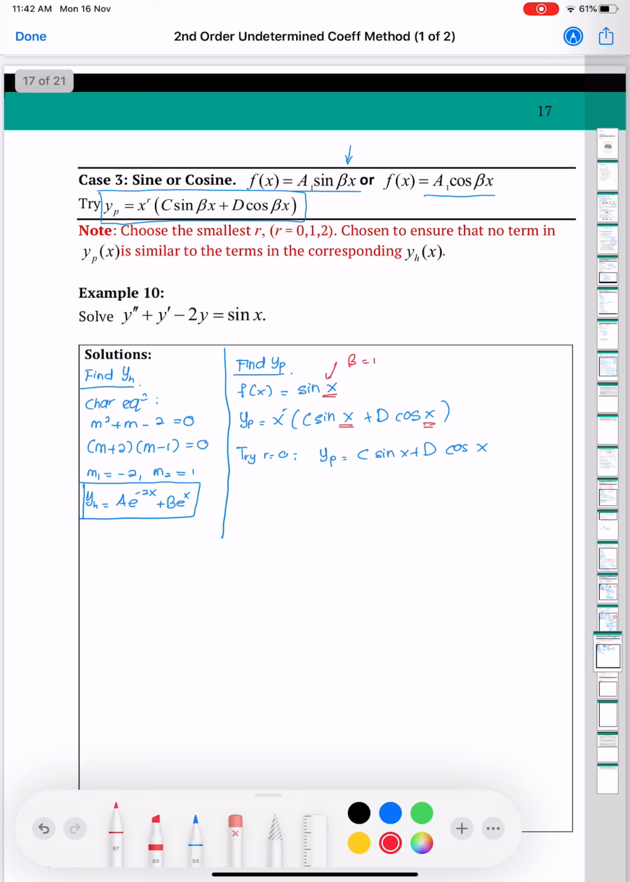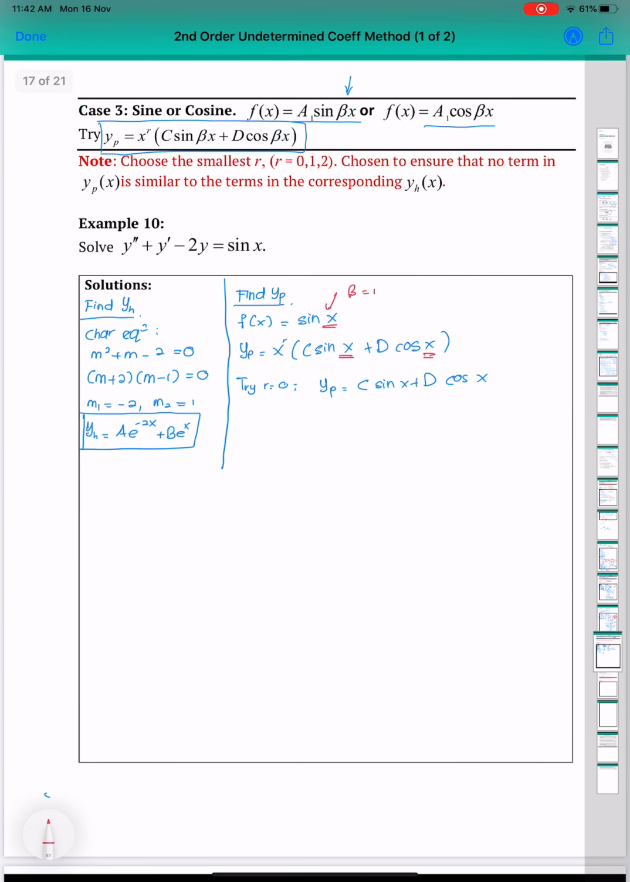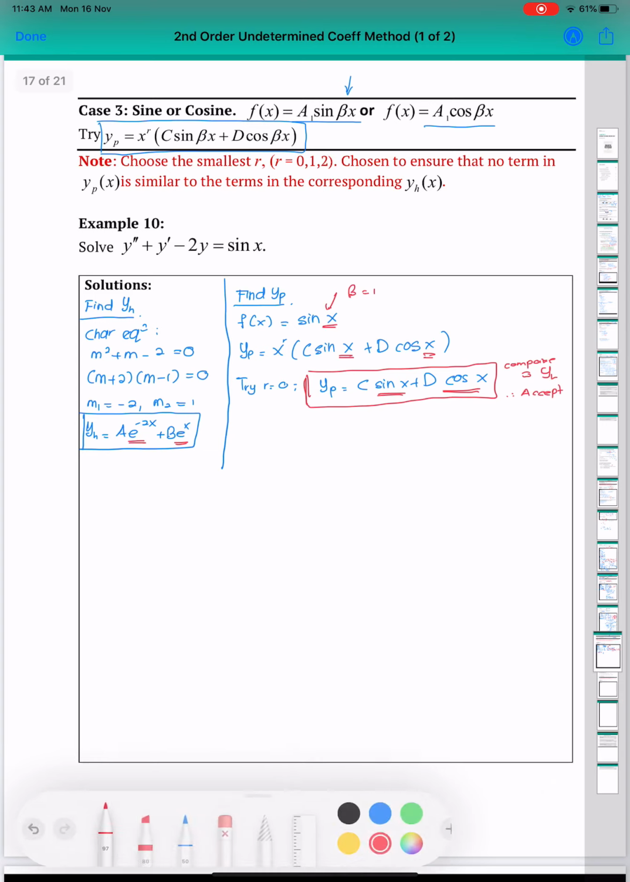Compare with yh. So I have in yh exponent negative 2x and exponent x. In yp I have sine x and cos x. So no similar term, so we accept. Okay, so this is my yp.